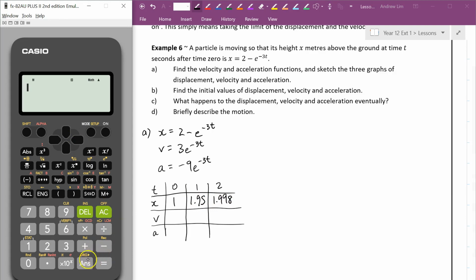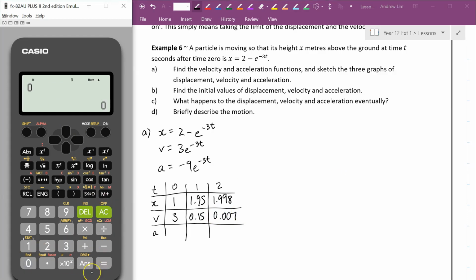Right, what about velocity? We'll do 0 first. 3e to the power of negative 3t gives 3. Then when t is 1, 0.15. When t is 2, 0.007. So here it's pretty obvious that it's approaching 0 as t approaches infinity.